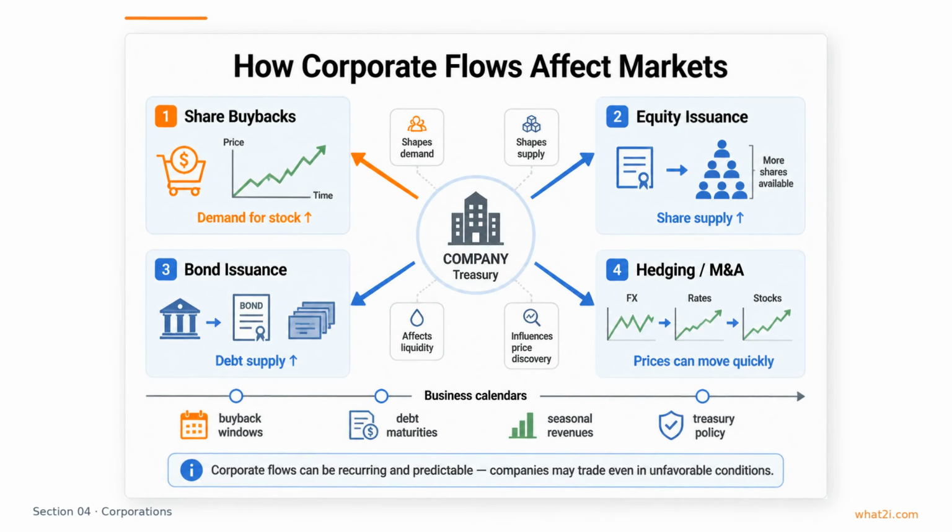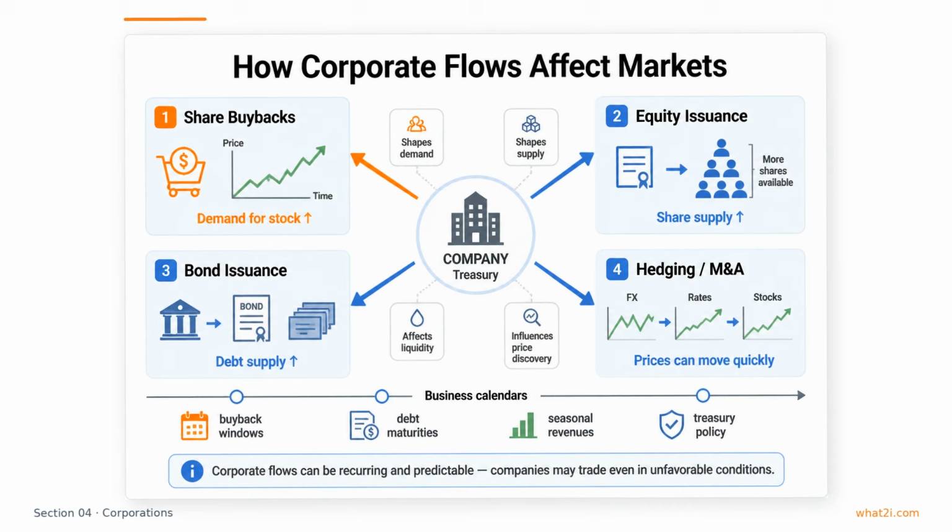Corporate flows can influence markets in several different ways. Share buybacks create demand for a company's stock, while new equity issuance adds supply. Bond issuance adds supply to credit markets and can affect pricing for similar borrowers. Corporate hedging and merger activity can also create sudden, meaningful flows in currencies, rates, or equities. These flows are often tied to business calendars, financing windows, or transaction deadlines, so they may occur even when market conditions are unfavorable. That is important for traders because corporate activity is not always price sensitive in the same way speculative activity is. In some situations, those flows can become a significant short-term driver of price action.